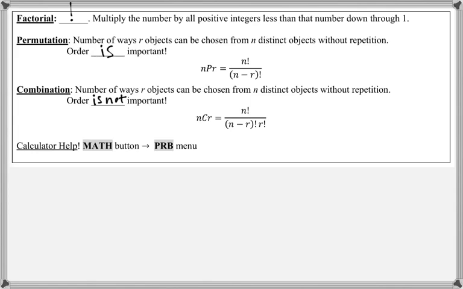So we have these formulas for permutations and combinations, and you will see that they involve factorials. Now, we can either use the formulas or we can use the calculator, because the calculator has permutation and combination commands. So we are actually going to be focusing mostly on the calculator.